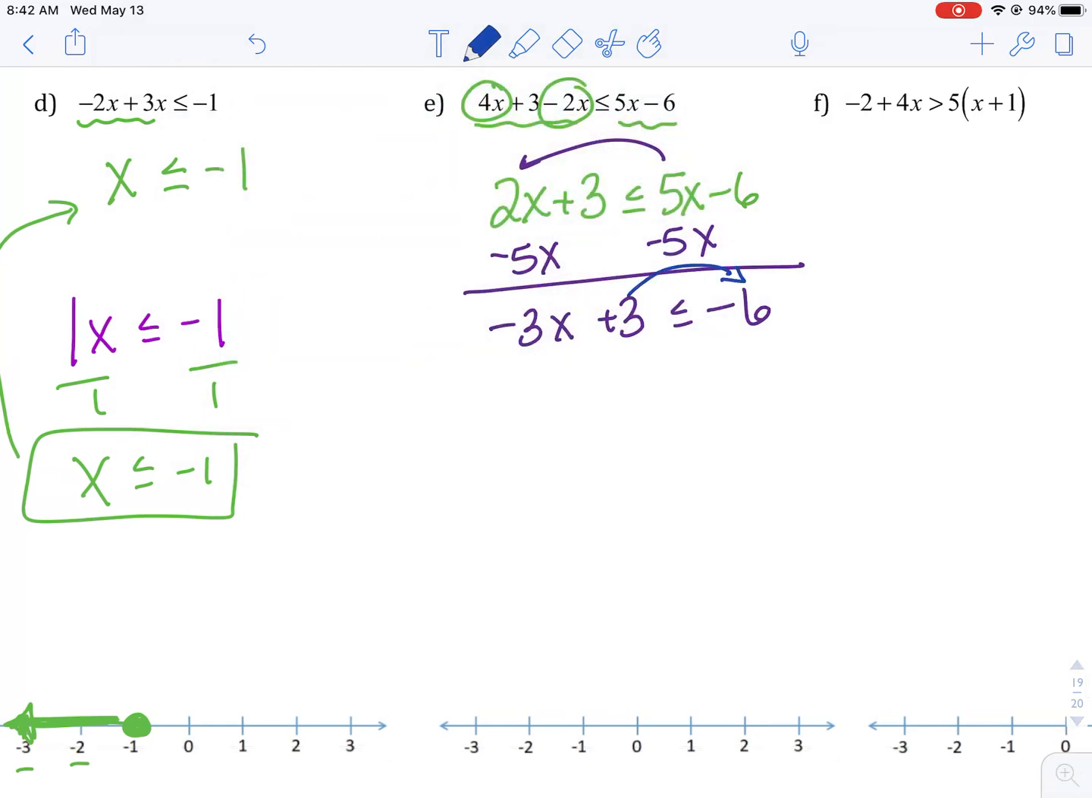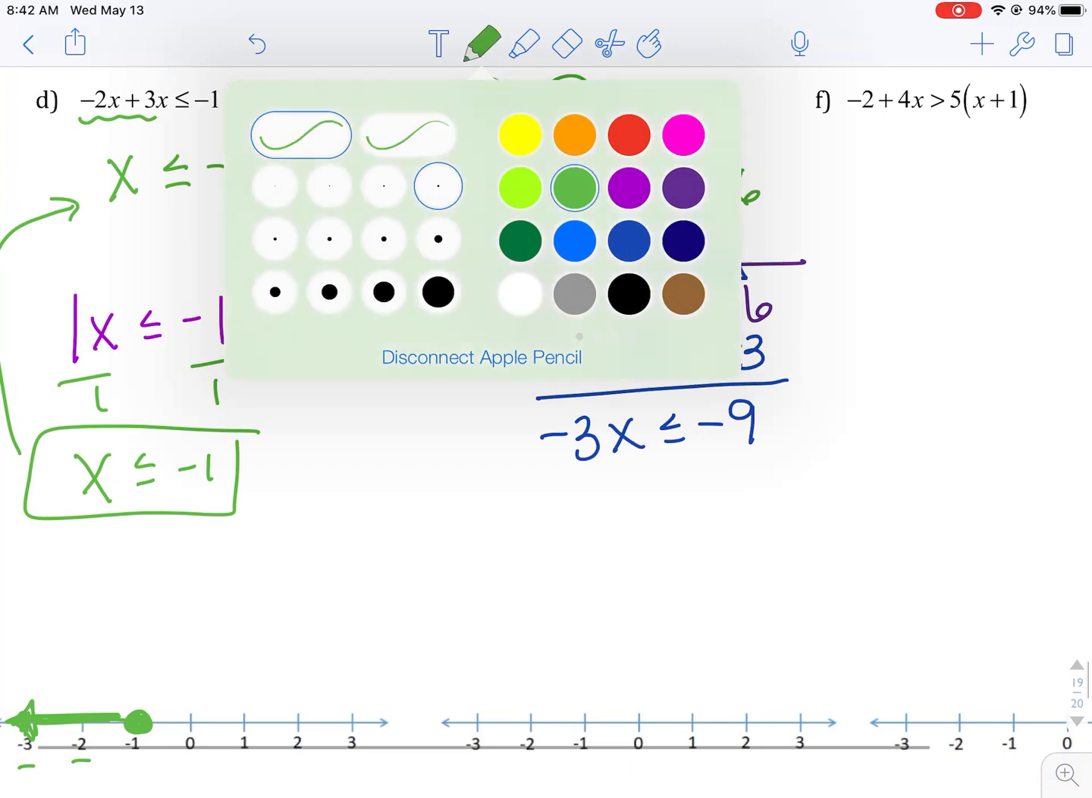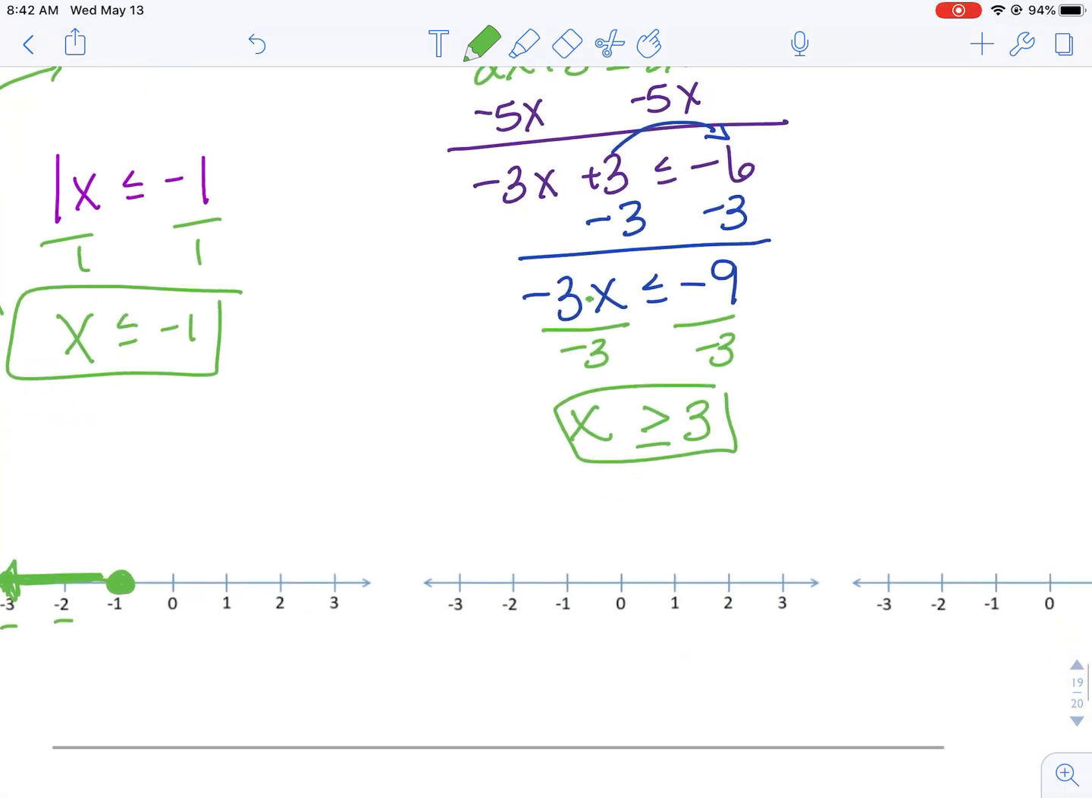Now I've got to move the numbers to the right. So that's -3 minus 3. That gives me -3x is less than or equal to -9. Again, use your calculator with positives and negatives if you need to. My last step, since this is multiplication, is to divide both sides by -3. And remember, I just divided by a negative, so that means I need to flip my sign. So I get x is greater than or equal to +3.